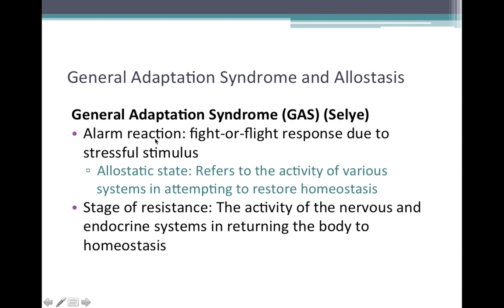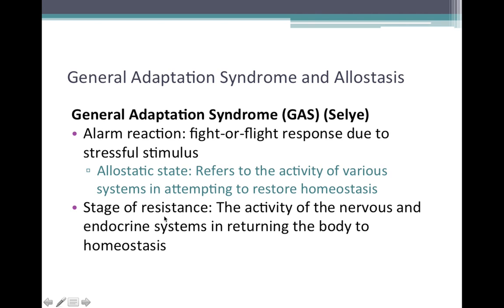An alarm reaction is basically your sympathetic fight or flight response to that stressful stimulus. Okay. Now, what this will do is increase the level of certain hormones throughout your body to influence those organ systems to help maintain or achieve homeostasis in light of that stressful event. So when you think of the alarm reaction, this is kind of more of the acute response to stress.